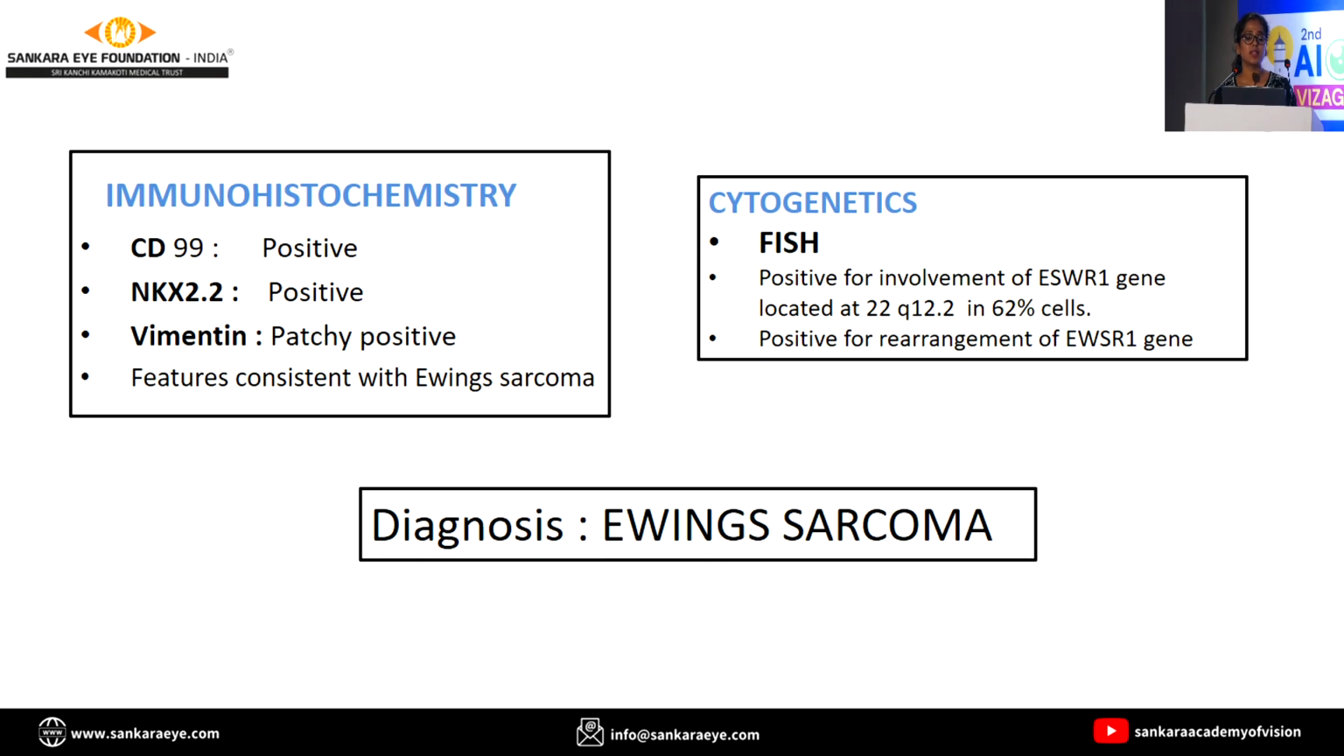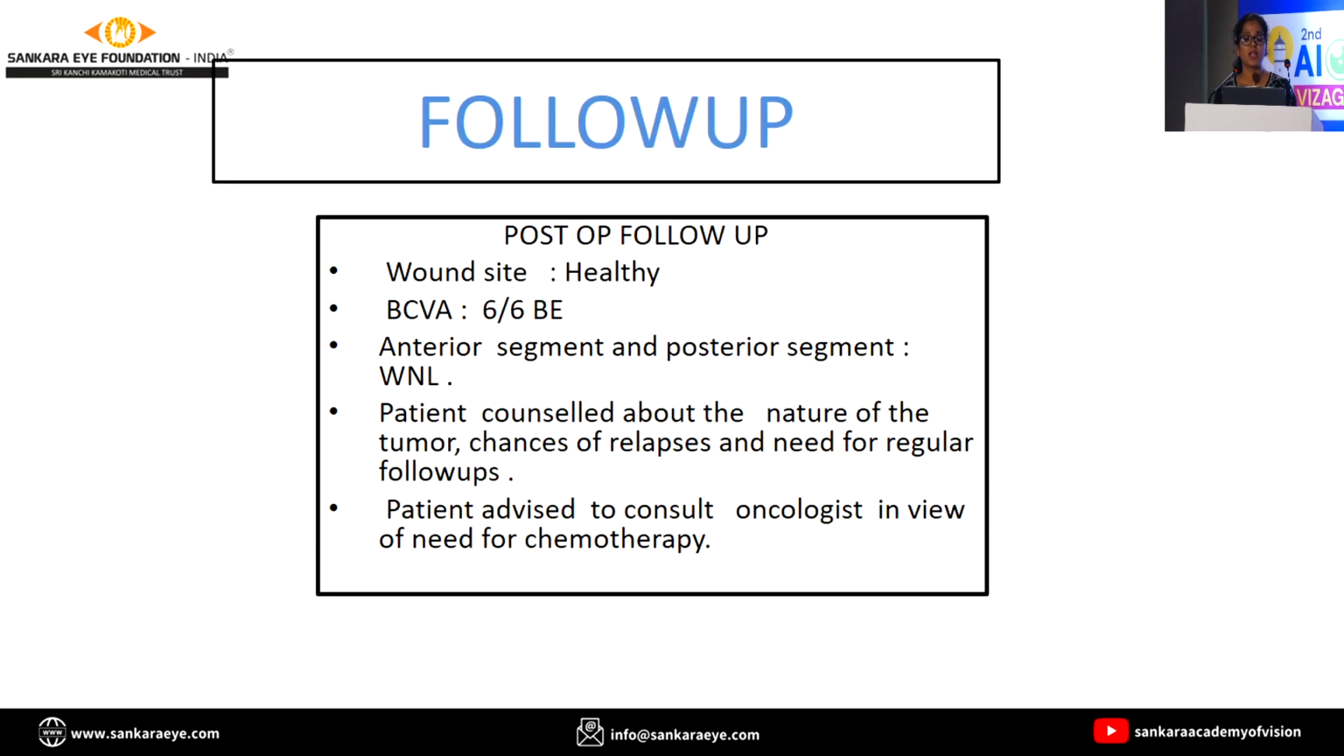Immunohistochemistry was done in this case to further classify the small round cell tumors. CD99, NKX2.2 and vimentin were positive, and cytogenetics showed rearrangement of the EWSR1 gene, which was positive, and it was suggestive of Ewing sarcoma.